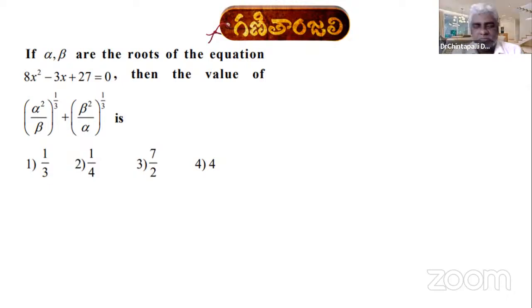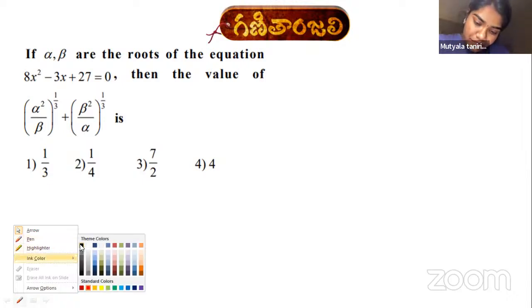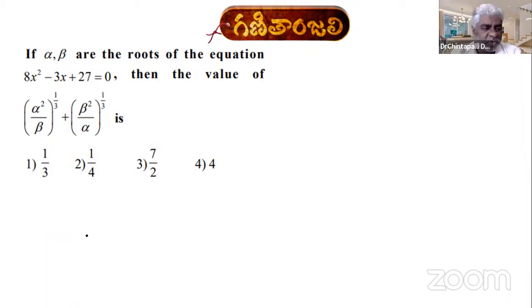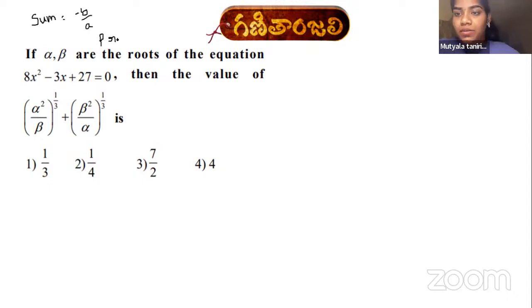The main concept in quadratic expressions is that quadratic expressions have two roots. The sum of the roots, what is the formula to find the sum of the roots? Negative B over A. Yeah, very good. Sum is equal to negative B over A. Product is C over A. Very good.